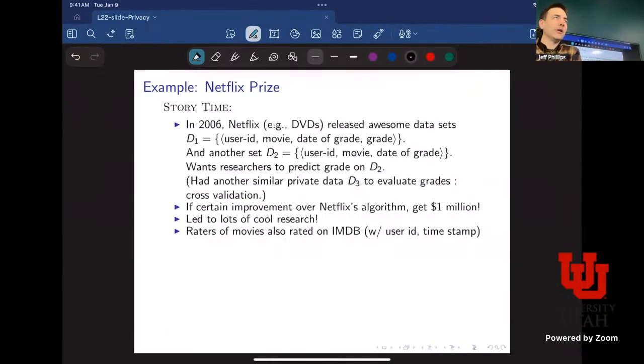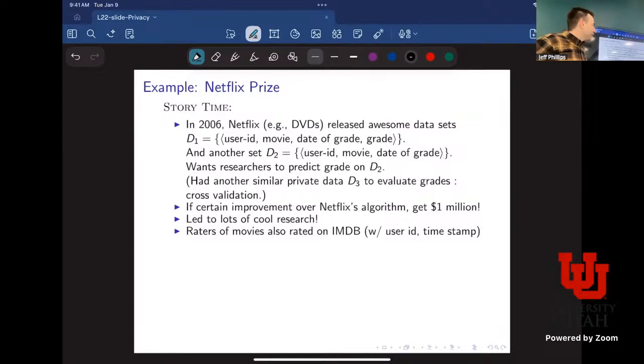It turned out, though, that the raters of these movies who had Netflix, especially back then, were people who really like to watch movies. They also often rated movies on IMDb, right? This is the website IMDb, and there are ratings on there. Lots of people rate movies on there, apparently. I've never done this or looked at the ratings, but there are a lot of people who do it.